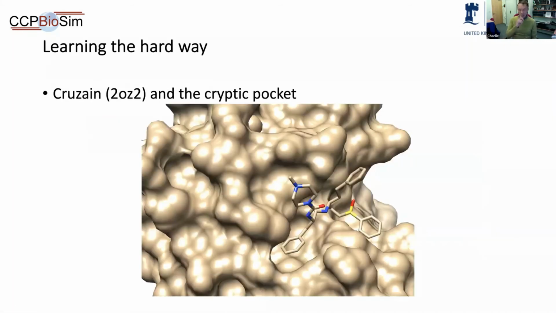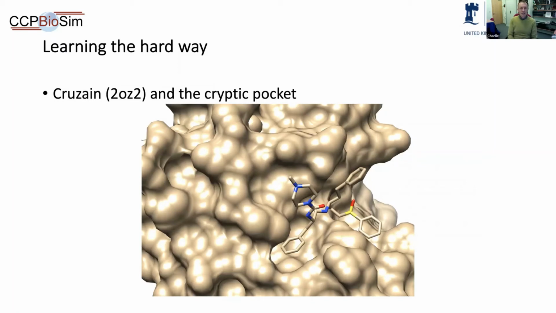Well, let me first give you an example of what can happen if you don't worry about it. Again, this is something from our own work. So some years ago, we were working with a group in Brazil, and we were interested in trying to design inhibitors for a protease called cruzain. This is a cysteine protease that's found in Trypanosoma cruzi, which is the causative agent of Chagas disease.